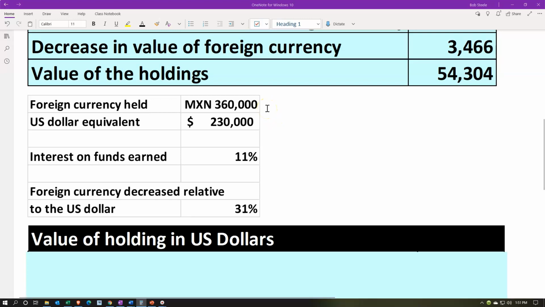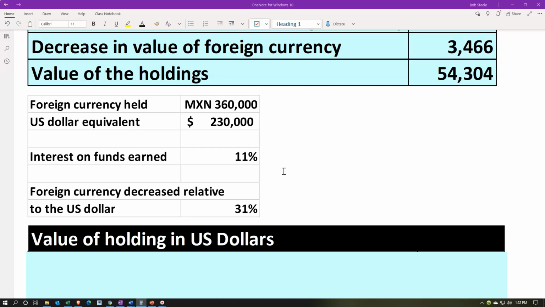But the 360,000 is in pesos, and we're going to say the equivalent is 230,000, and that will be our starting point. Then we're going to say that there's interest earned at 11%, and then the foreign currency decreases relative to the US dollar by 31%. And so it's a large decrease here. And note, again, this doesn't have any relation to the actual currency relationships, but just shows that there's a substantial risk when you put money into foreign currency, if the foreign currency was to fluctuate.